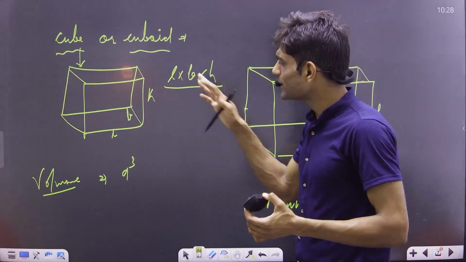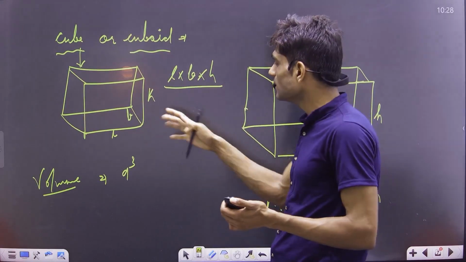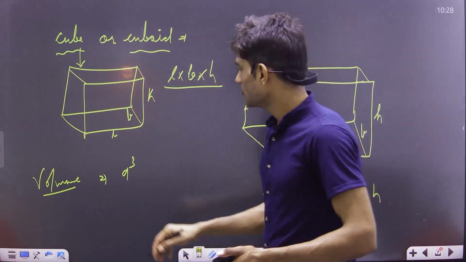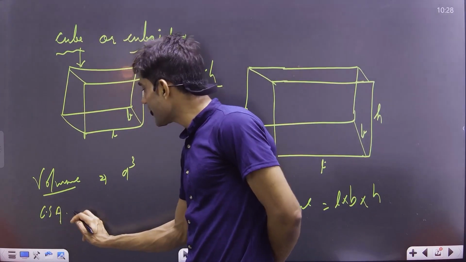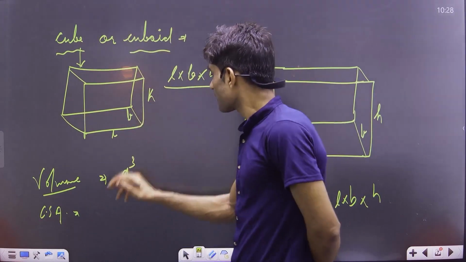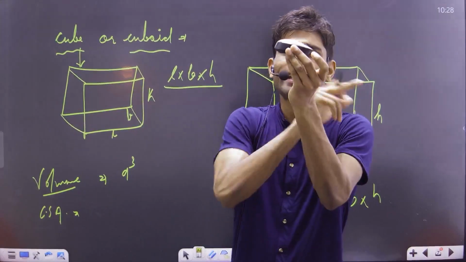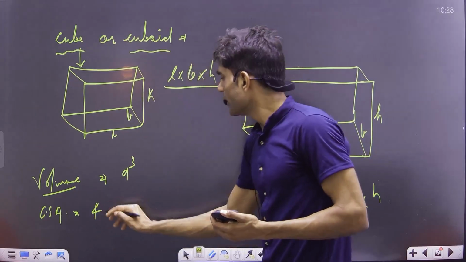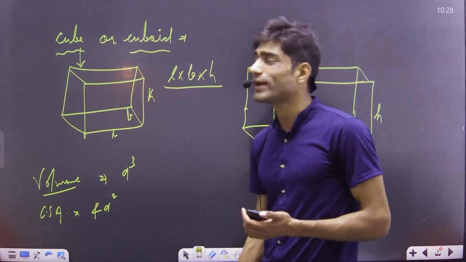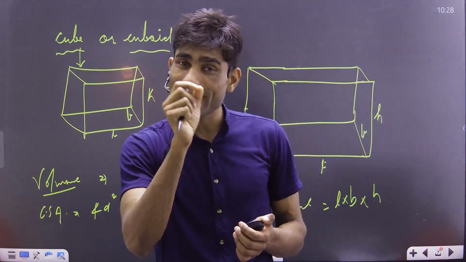In the case of a cube, length into breadth, we consider as the edge here. So for the curved surface area of a cube, we have four sides: first, second, third and fourth. So 4 into a squared is the curved surface area in the case of a cube.